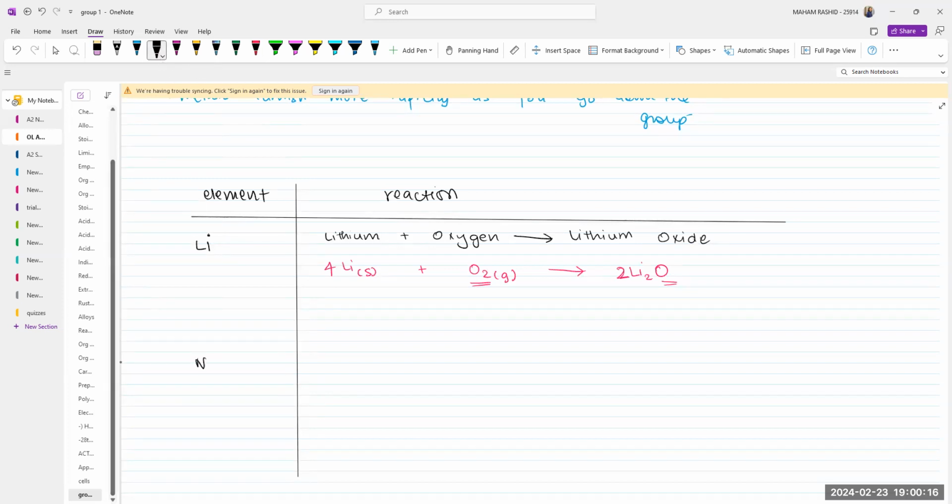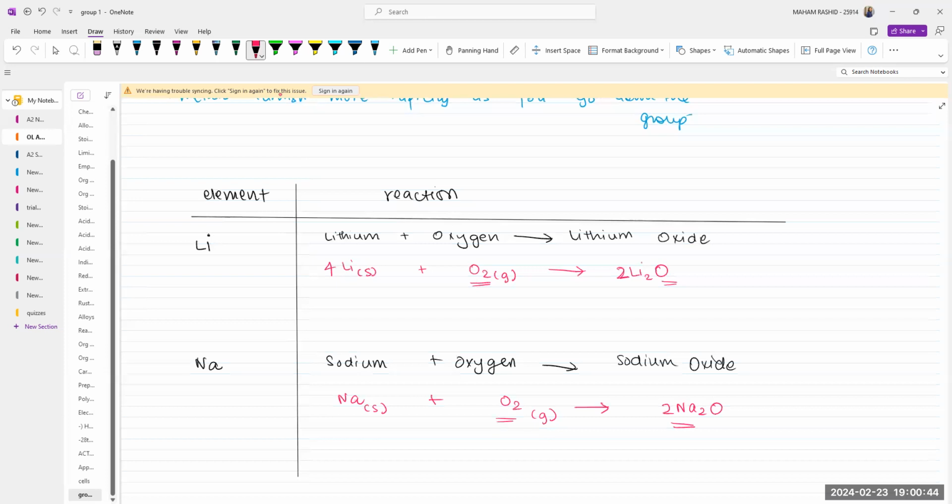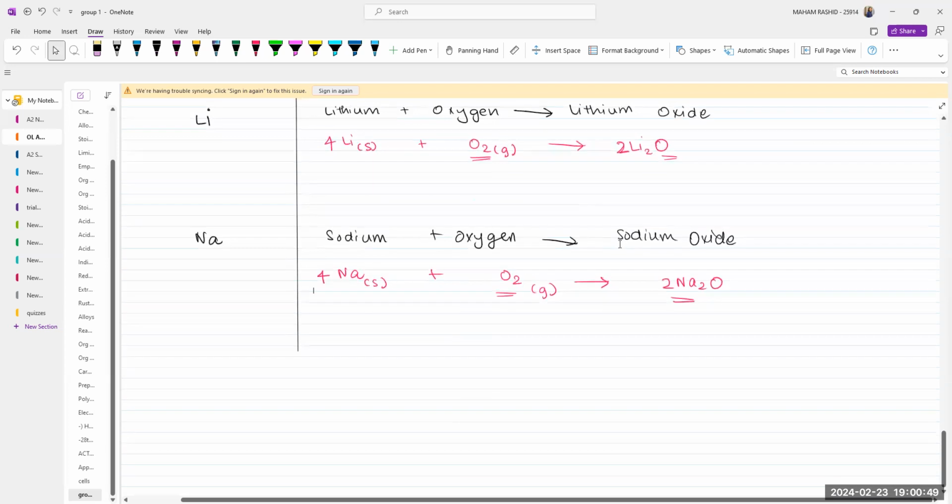Then we have sodium. Sodium plus oxygen gives you sodium oxide. And the equation is sodium plus oxygen. Sodium is a solid, oxygen is a gas. This gives you Na2O. So again, to balance O2, I'll put a 2 here, and to balance these 4 sodiums, I'm going to put a 4 at the back of sodium.